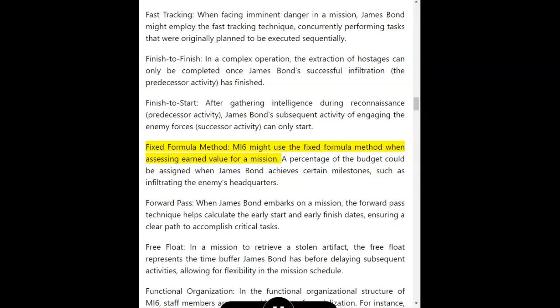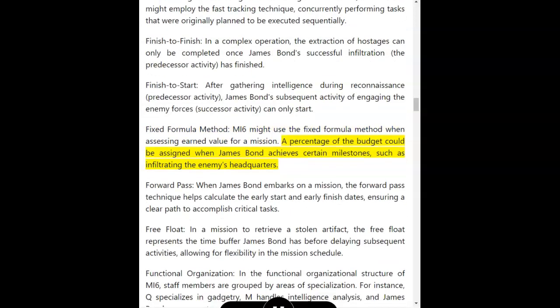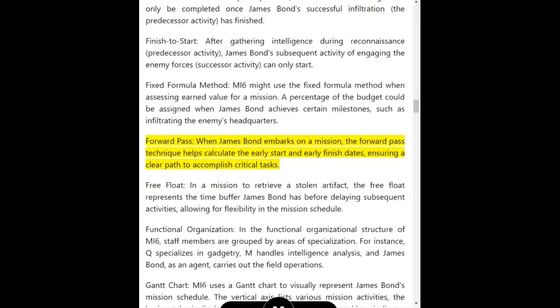Fixed formula method. MI6 might use the fixed formula method when assessing earned value for a mission. A percentage of the budget could be assigned when James Bond achieves certain milestones, such as infiltrating the enemy's headquarters. Forward pass. When James Bond embarks on a mission, the forward pass technique helps calculate the early start and early finish dates, ensuring a clear path to accomplish critical tasks.